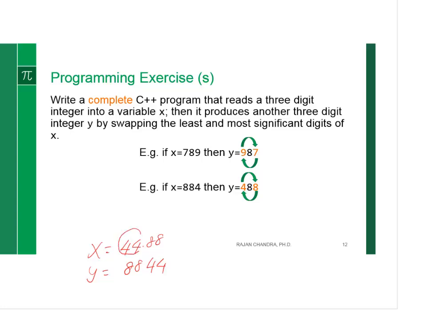First of all, I want to get 44 and I want to get 88. So to get 44, I take x divided by 100, and to get 88, I do x mod 100. So this is x1, this is x2, right? x1 equal to this, x2 equal to this. Therefore, y equal to x2 times 100 plus x1. So you're going to use the very same idea in this programming exercise.